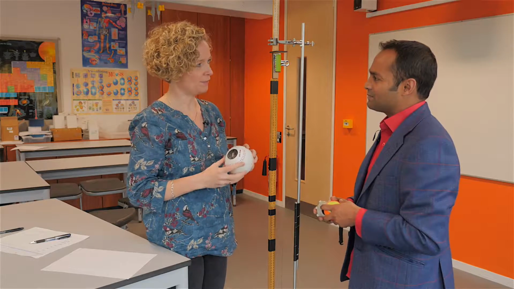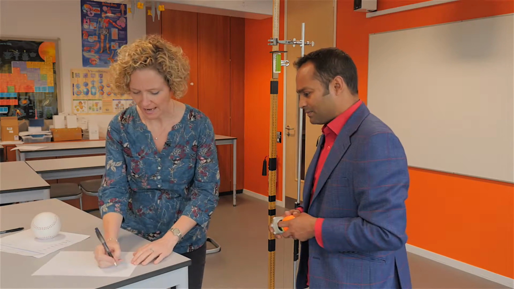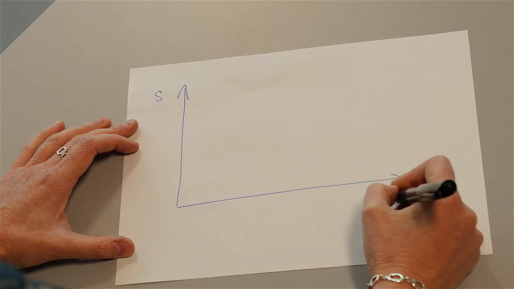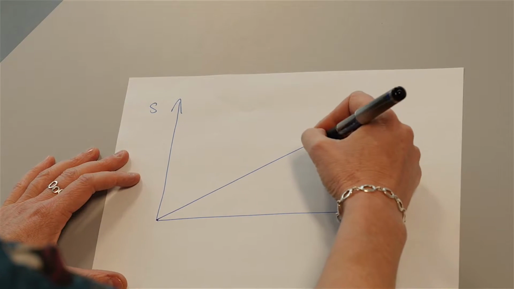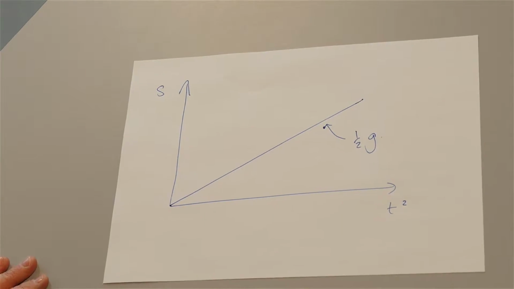But in all of this, we're assuming that g is constant, so we've used the SUVAT equations, the equations of uniform motion, which means constant acceleration. So to check if that's valid, we should really drop the ball from lots of different heights and then plot a graph to see if g is constant. So if we plot a graph of s against t squared, if g is constant, then we should get a straight line with a gradient of half g. Okay, why don't we try that?